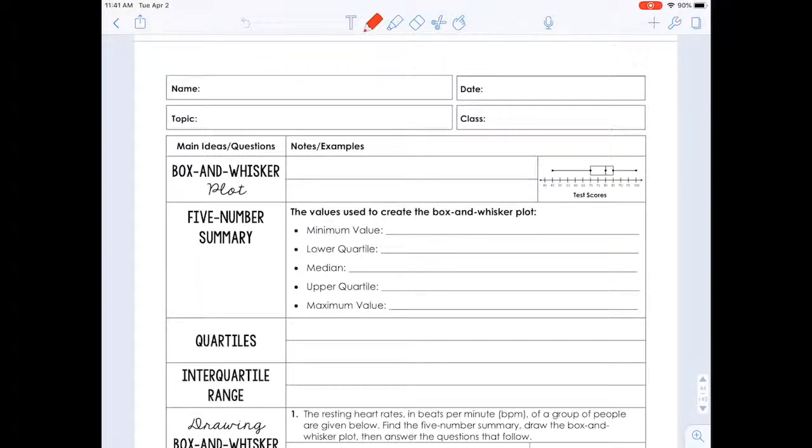Okay guys, here's the second assignment today over box and whisker plots, which we briefly touched on before break. So make sure that you take notes on all these because it'll be really helpful come test time.